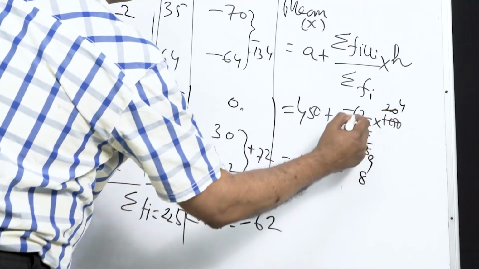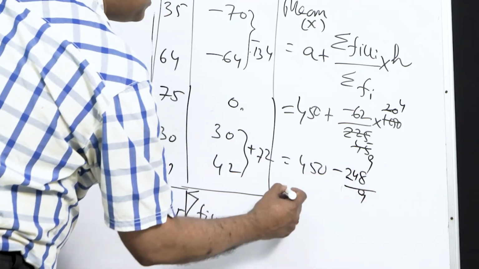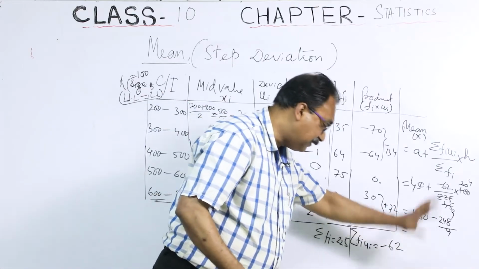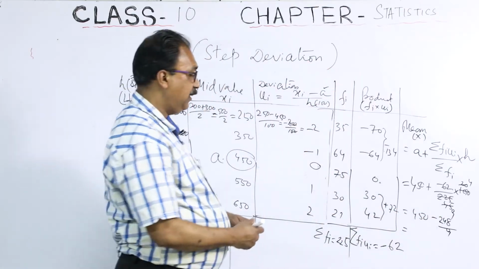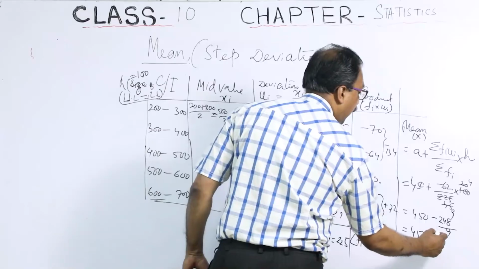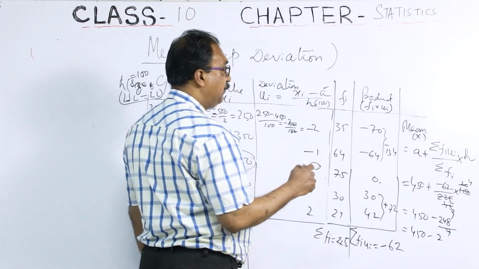4 2s are 8. 4 6s are 24, by 9. My suggestion is, instead of taking the LCM, you divide and subtract. It is much more convenient. So it is 450. If I divide it, how much? 9 3s are 27, so 9 2s are 18. If 9 2s are 18, you can do the division here also.